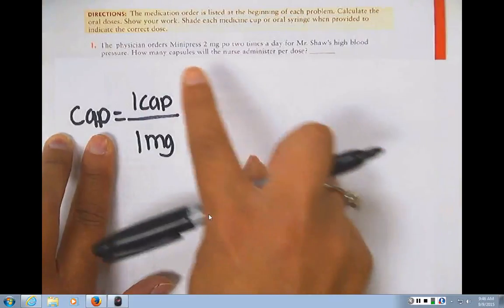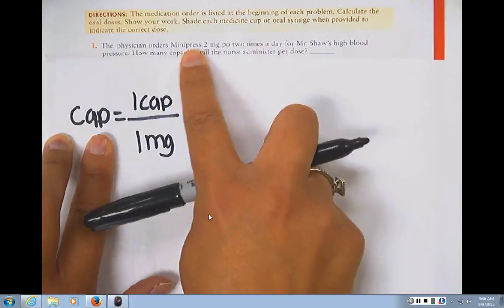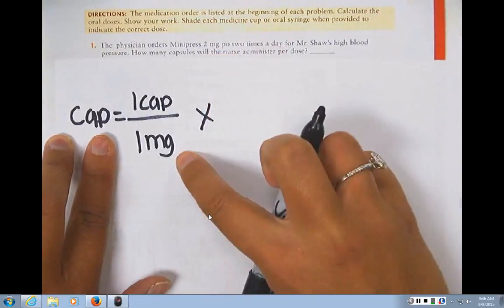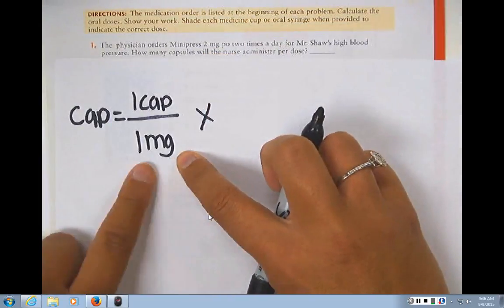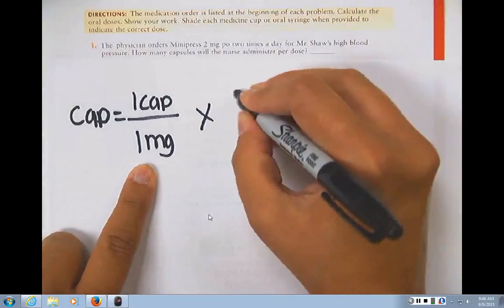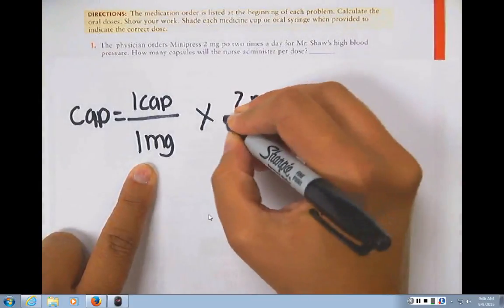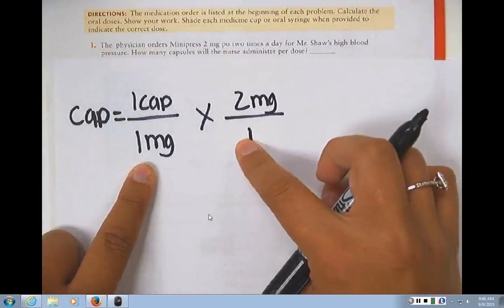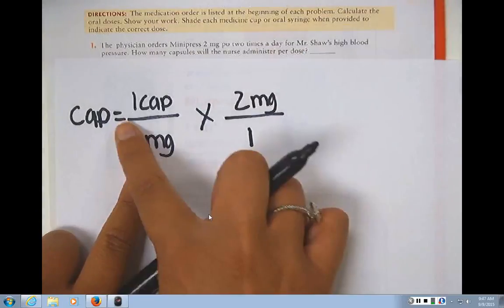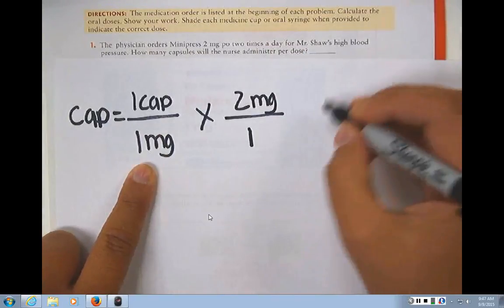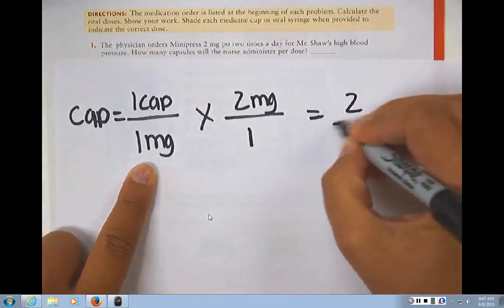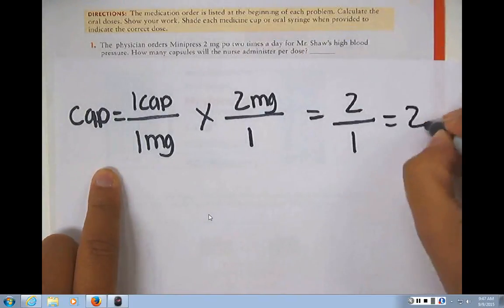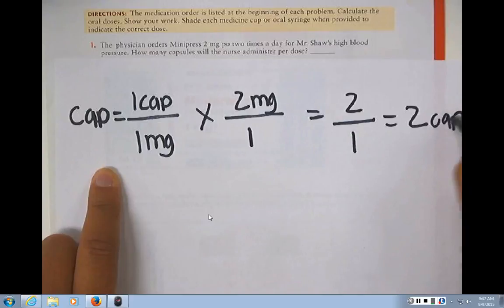I'm going to multiply that by my physician's dose. My physician ordered 2 milligrams to be given. So since I have milligrams as my denominator down here, I'm going to put milligrams as my numerator up here. So the physician's ordered dose is 2 milligrams, and then I just put it over 1. We don't know how many caps we're going to give, so I just put 1 there. And then you just multiply straight across. So 1 times 2 is 2. 1 times 1 is 1. And I know that 2 divided by 1 is 2. So I'm going to give 2 capsules.